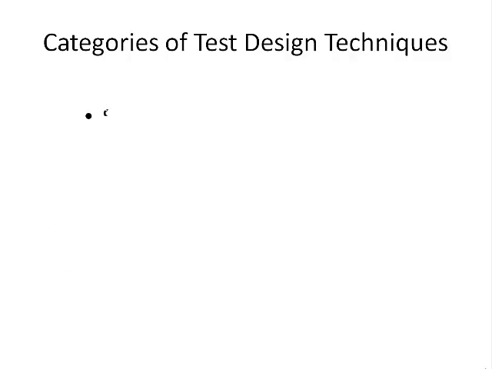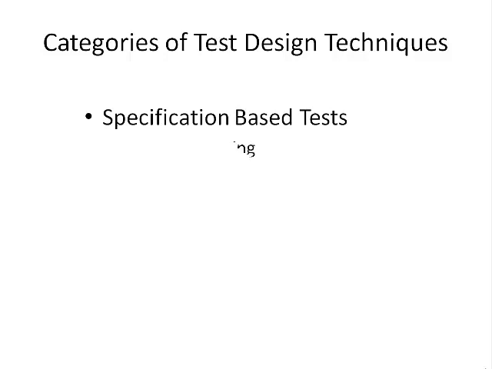So, how do we get these tests? We have what are called specification-based tests, also known as black box testing. In black box testing, we care about what goes into the box, we care about what comes out of the box, but we don't really care about how it does it. So that really equates to our system testing and UAT testing.